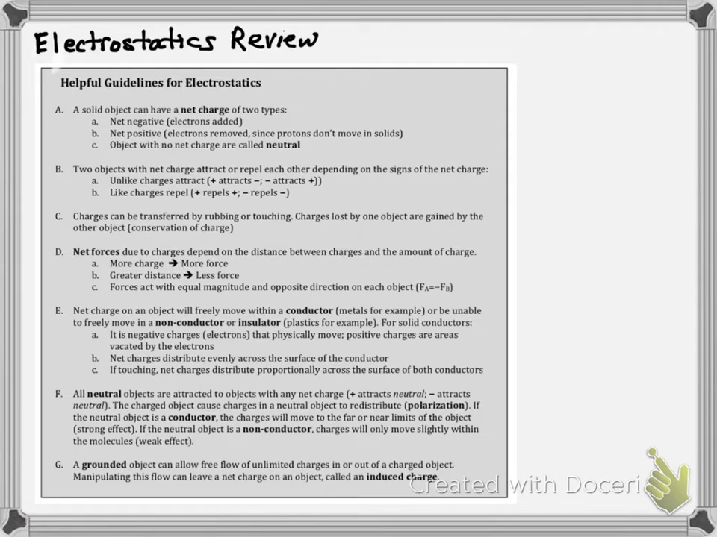Charges could be transferred by rubbing, so friction, literally ripping off the charges. That's like if you're wearing slippers on carpet and you shuffle your feet, or by contact, or touching. So if I have a charged object and I touch it to another object, some of that charge can transfer to the other object. Charge is conserved, so charge is another one of those things that cannot be created or destroyed.